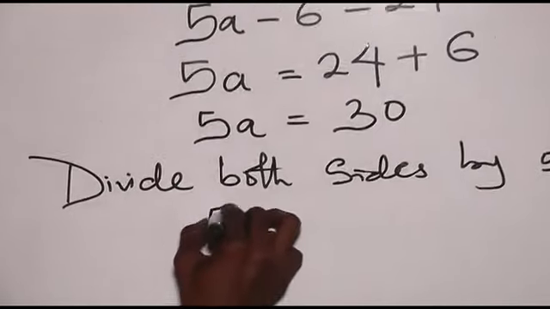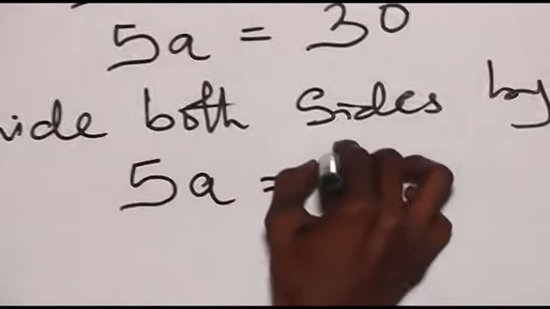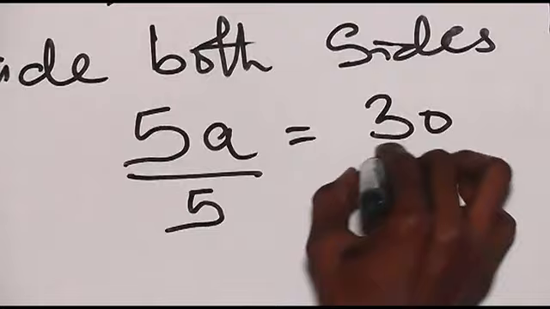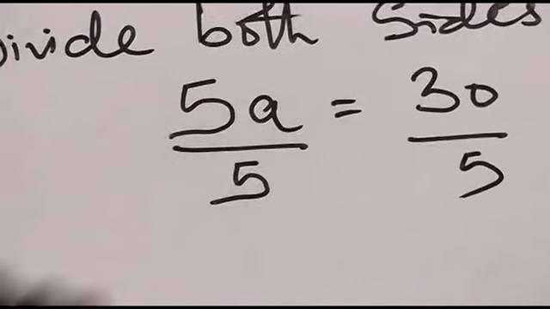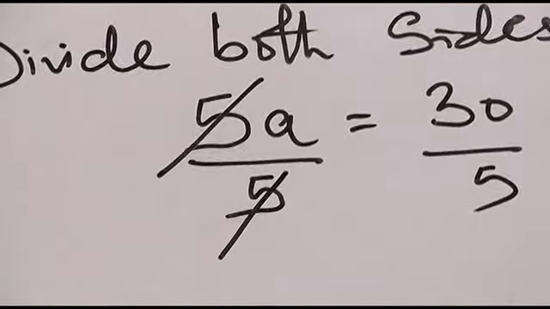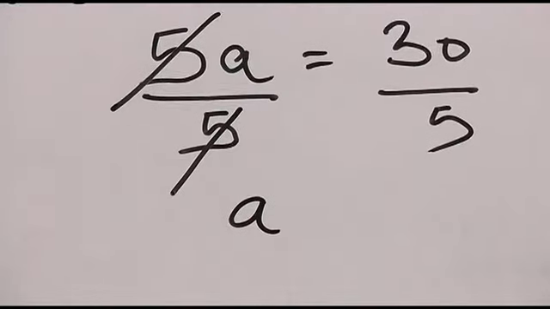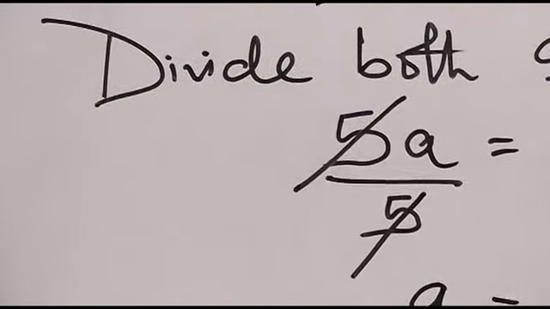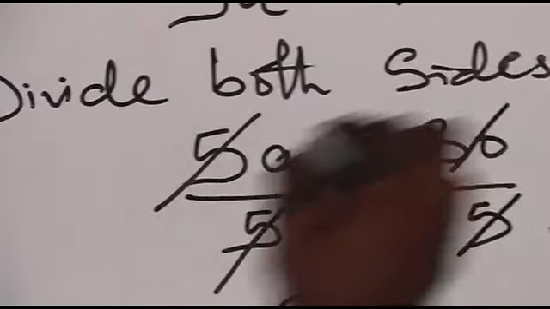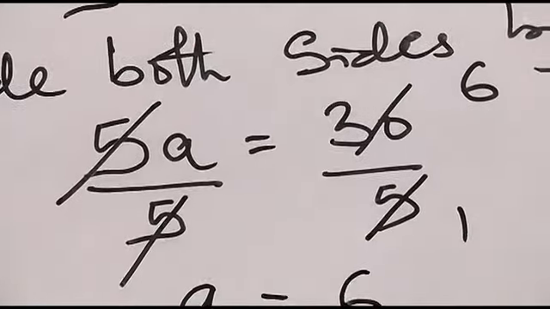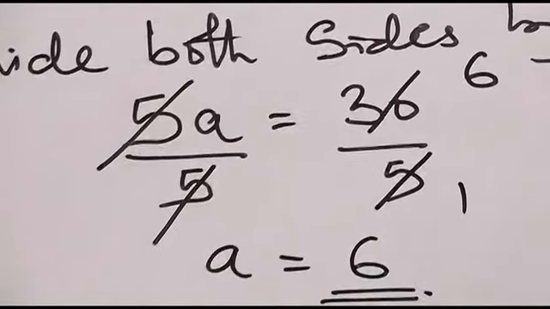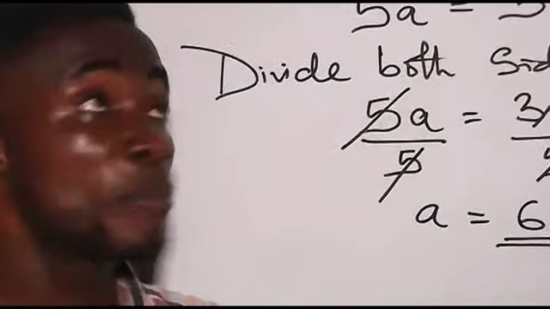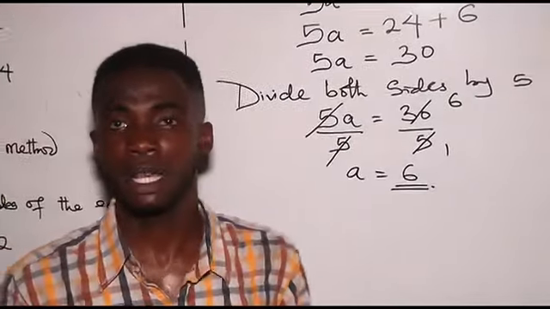So I have 5a is equal to 30. Dividing both sides by 5, this 5 will cancel this 5. I'm left with a. It's equal to, 5 in 30 gives us 6. a is equal to 6. Here, the critical value of a is what? 6, using the collection of like terms method.